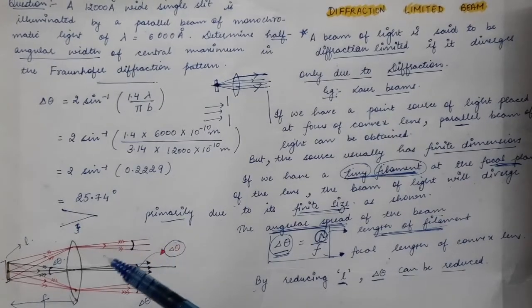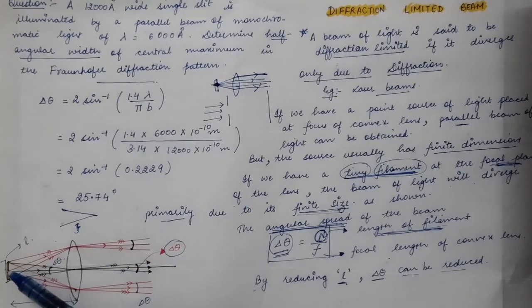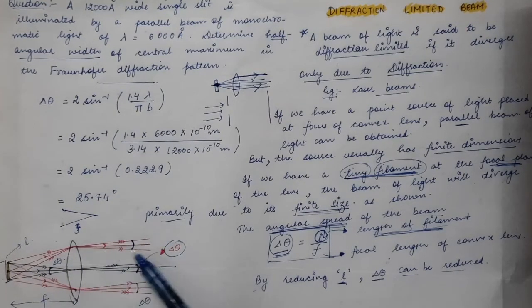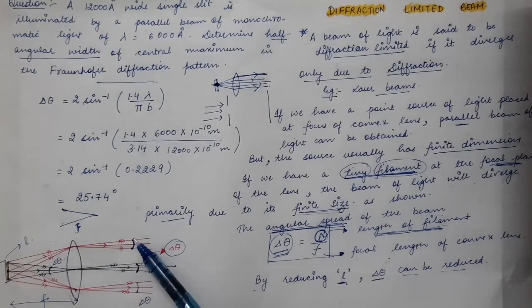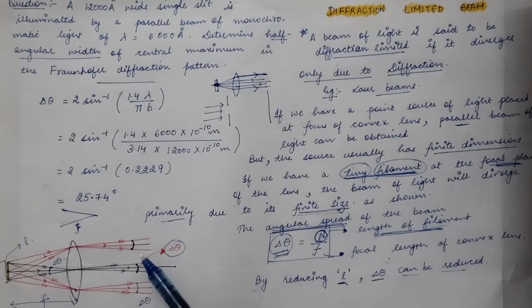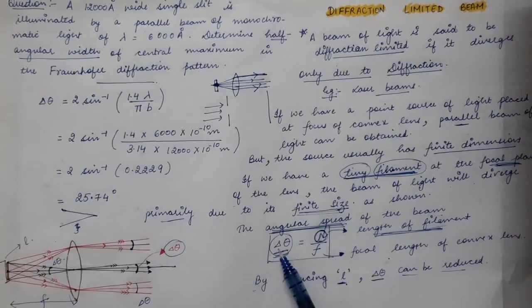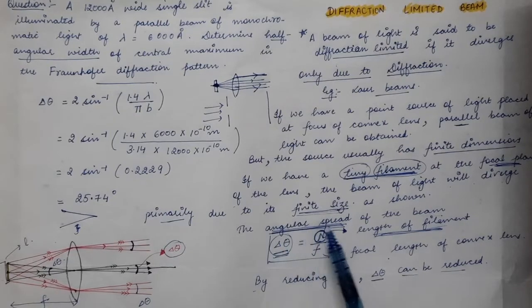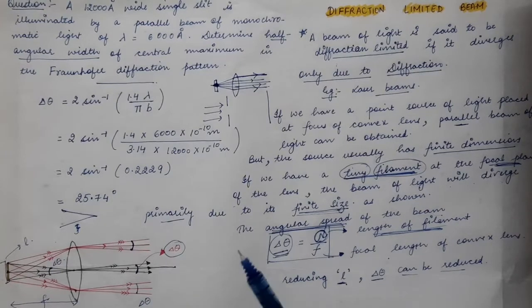We had seen in the previous lecture that the light beam gets diverged due to the length of the source which we are taking. So we took a tiny filament and we saw that due to the length of the filament, the beam emerging out of the convex lens had a particular angular spread, given by delta theta. That delta theta came out to be equal to the length of the source divided by the focal length of the convex lens. So this is the formula of the angular spread of the beam due to the length of the source.